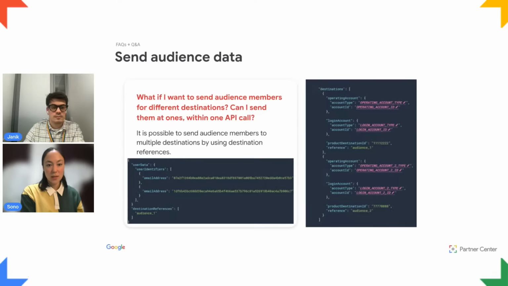Thank you. Going to the next slide. I'm going to read the question and also what I want to send. If I want to send audience members for different destinations, can I send them at once within one API call?